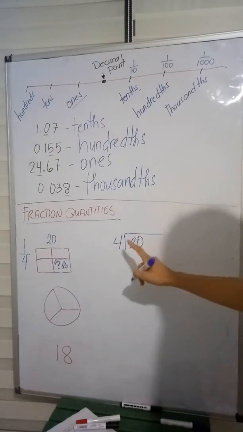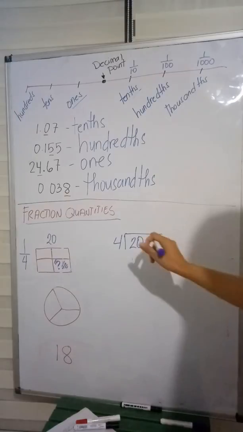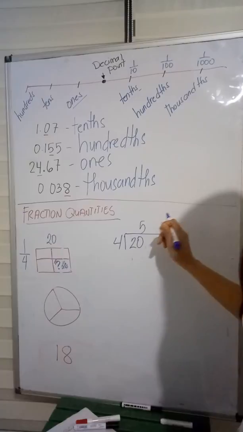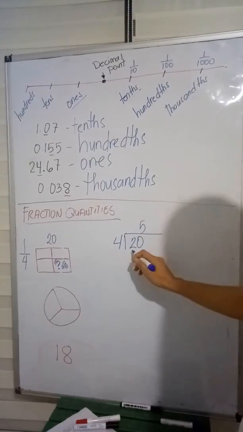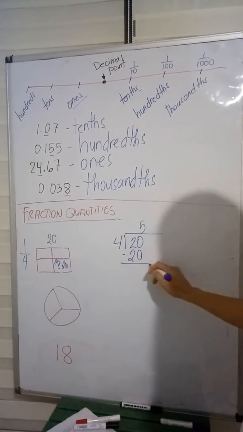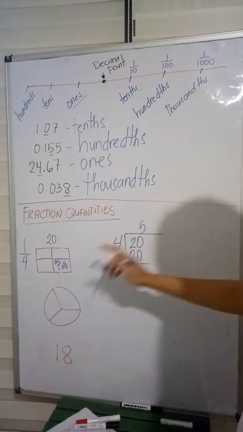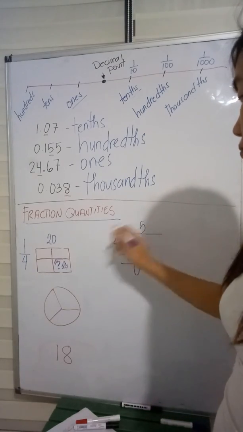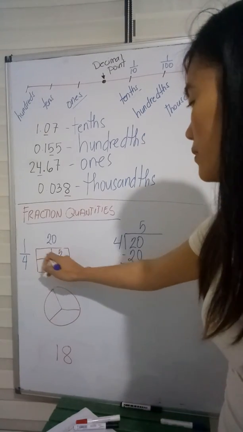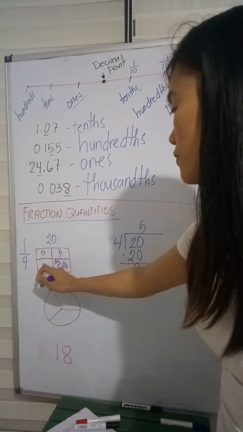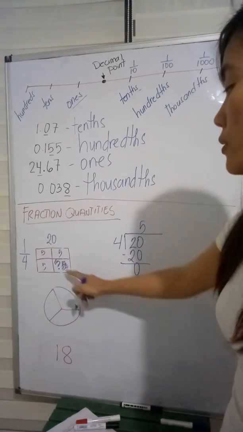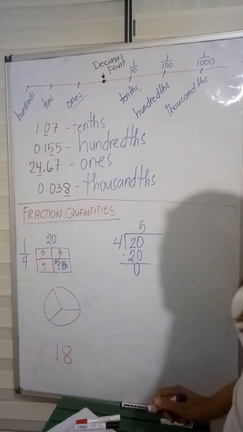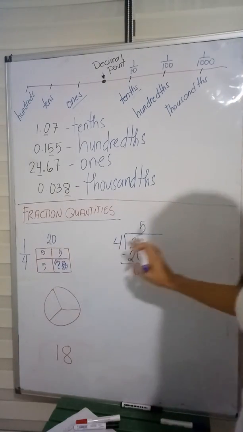How many 4s fit inside 20? There are 5, so you put it on top of the 0, 5, and then multiply 5 by 4. 5 times 4 is 20. Take away, 0. So the answer is 5. So 1/4 of 20 is 5. So this part equals 5, this equals 5 as well, this equals 5, and of course, this equals 5. If you count 5, 10, 15, 20, that's why the total value is 20. So your answer is 5.